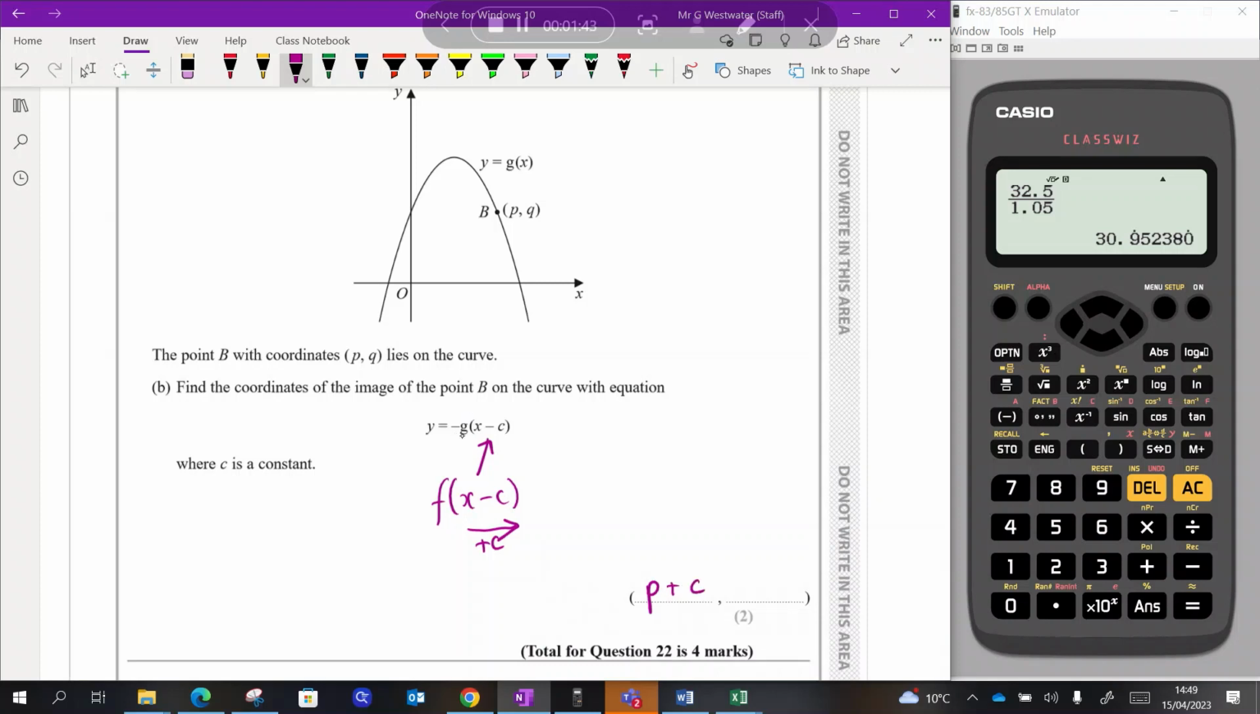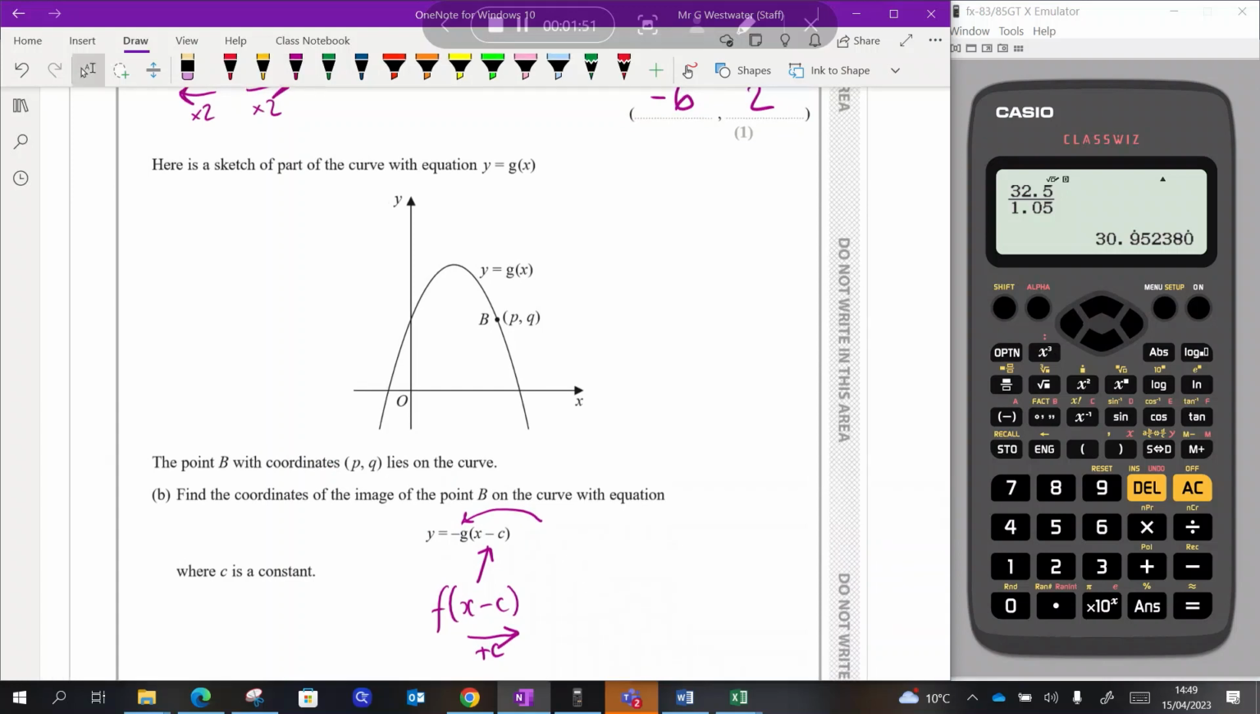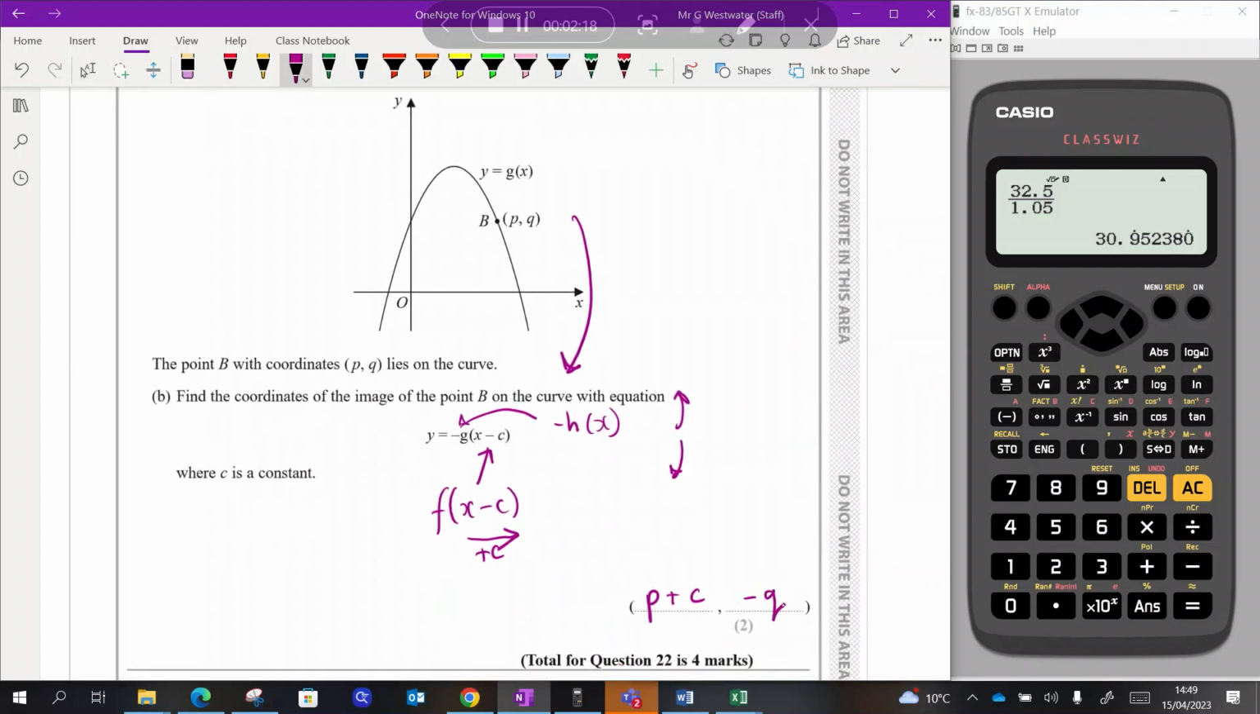Okay, and this g on the outside, so it started off with g of x, so now it's become minus. So let's call this, this is like saying y equals minus h of x, so it's on the outside. This is actually a vertical thing and it's going to be a flip, okay, so it's like a reflection, so this is going to go over onto this negative side, so q becomes minus q. Okay, hope that makes sense.